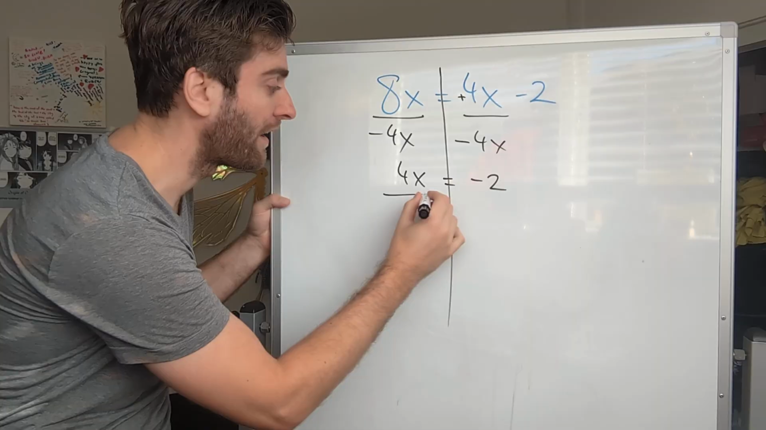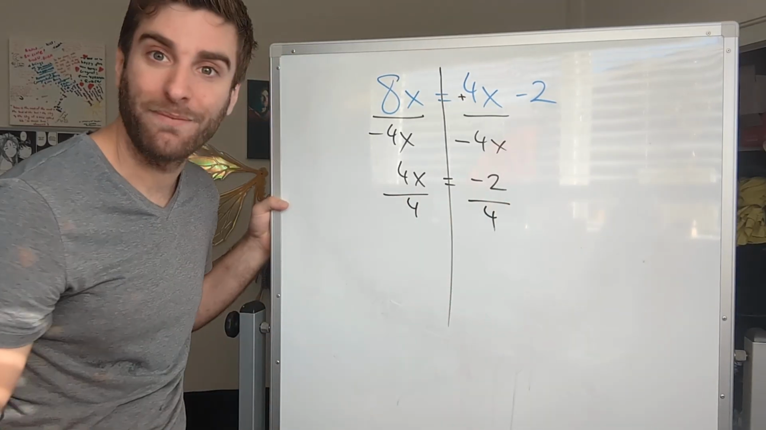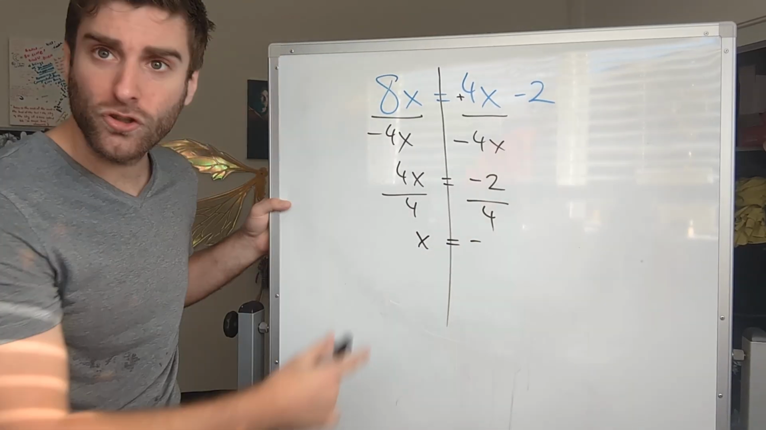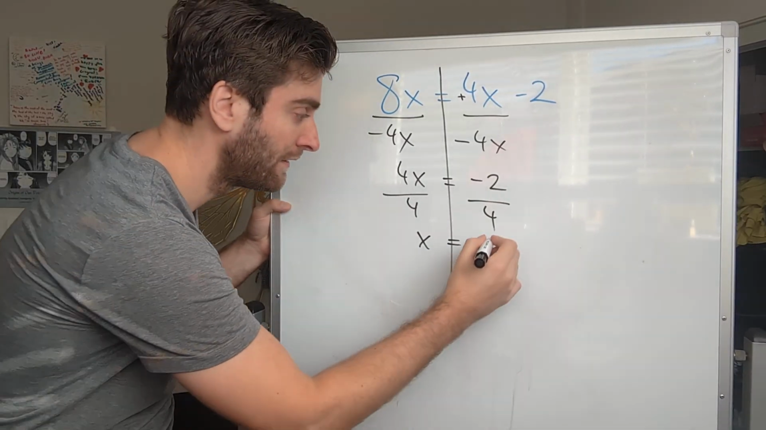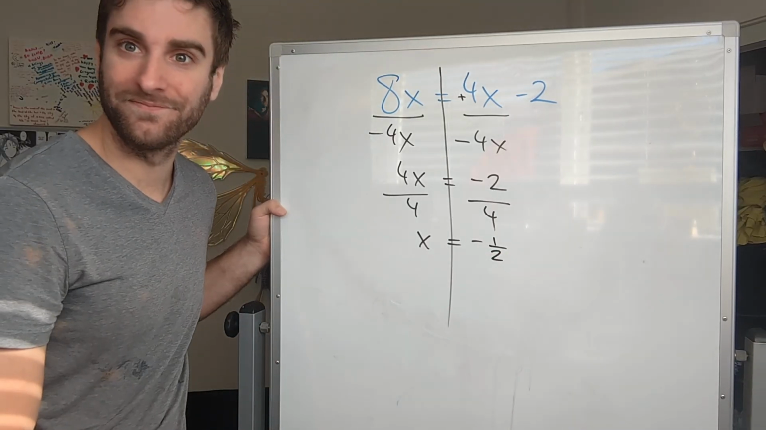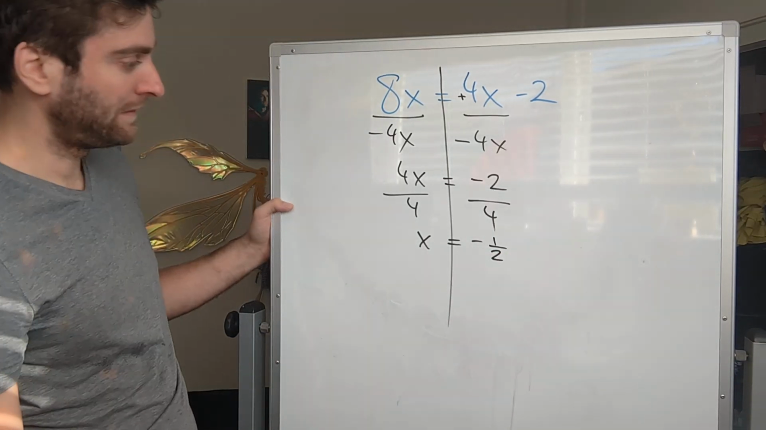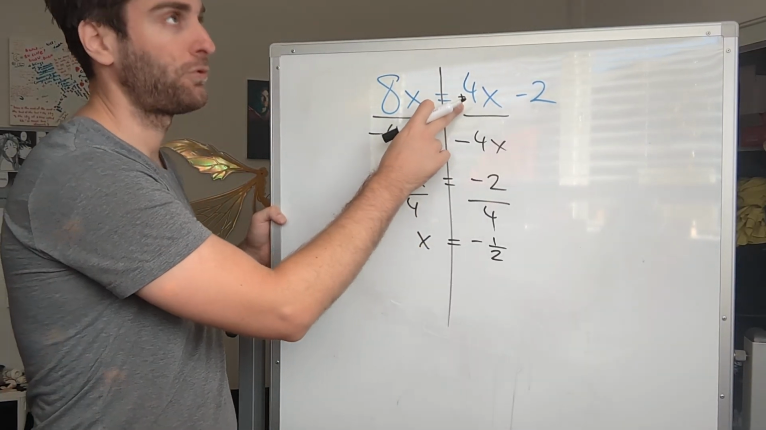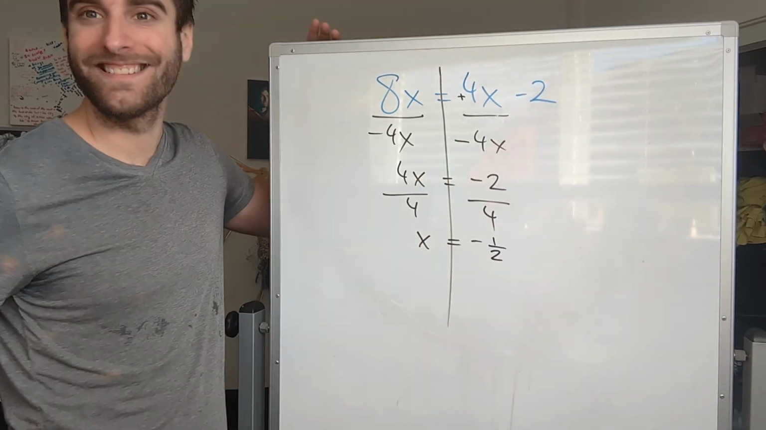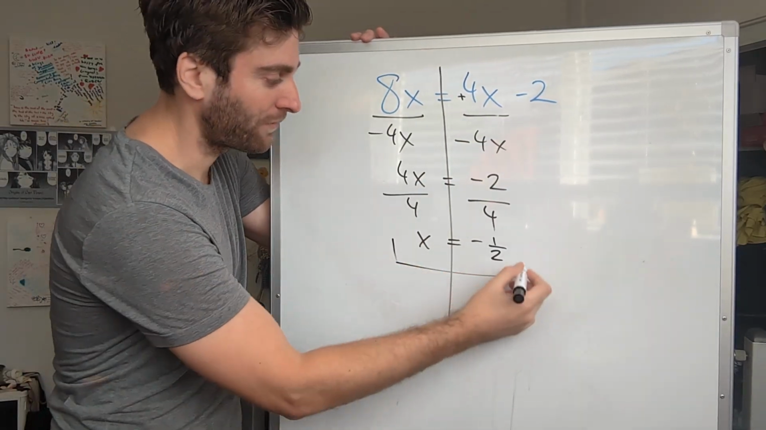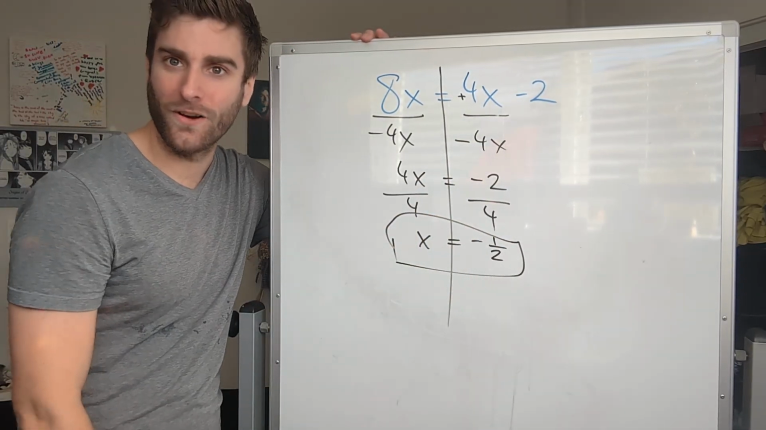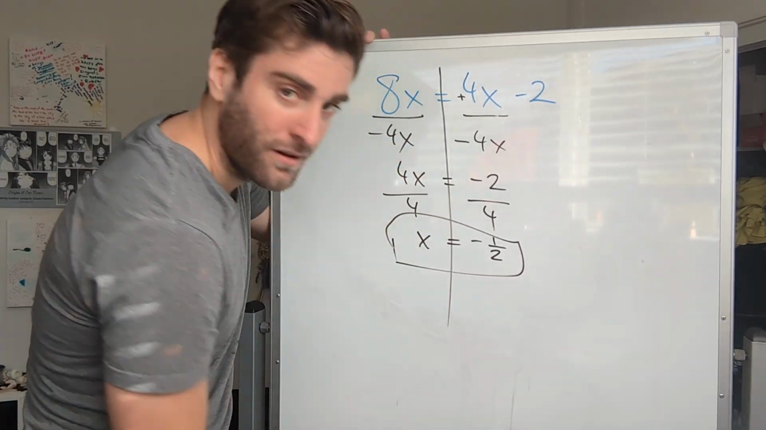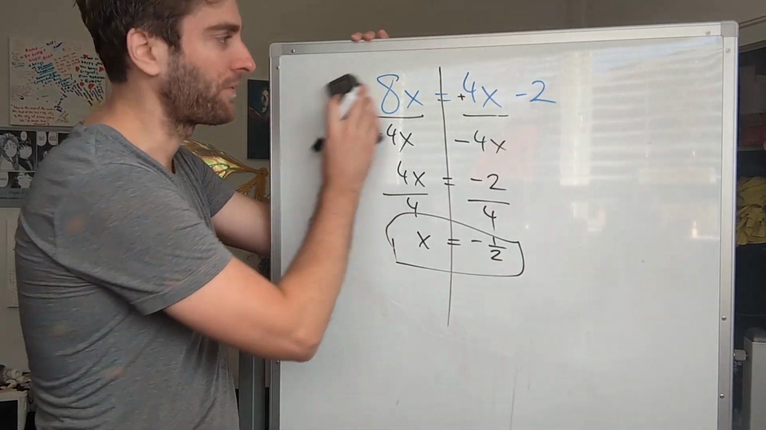Do our final step, divide both sides by 4, and that's going to give us x is equal to negative 2 divided by 4, which is a half, negative 1/2. Okay. If we double check our work, 8 times negative a half is negative 4. 4 times negative half is negative 2, minus 2 is negative 4. So it works. We put a box around our answer, and there we go. Okay. That was a quick one. Let's try another one really quick. Let's see if you remember some of the steps.